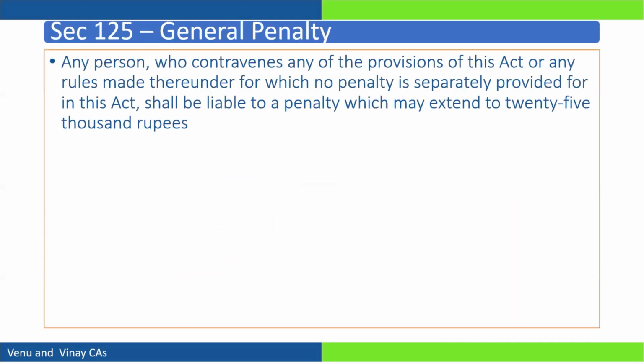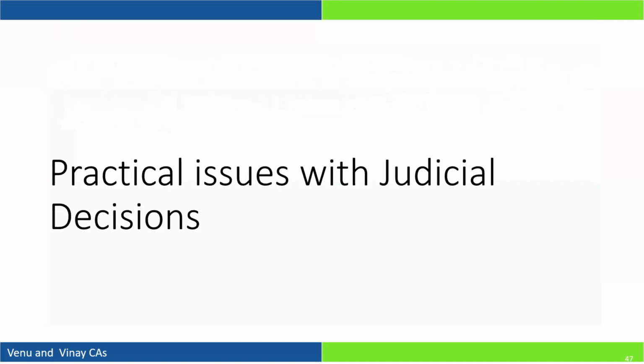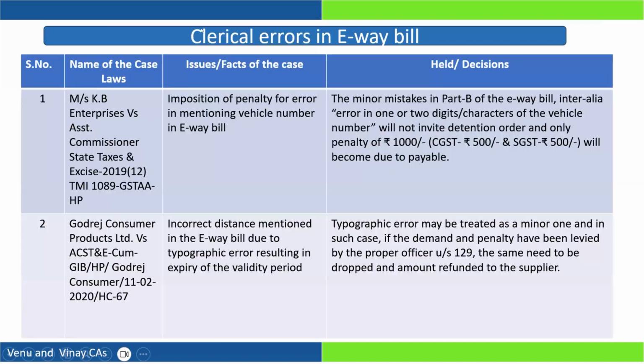Then there is a general penalty for anyone contravening the provisions of the Act. Section 125 gives a general penalty which may extend up to 25,000, which is not mandatory for them to proceed with. There are certain judicial provisions which one should also be aware of. We have a concept of principles of natural justice. When the matter is taken to the courts, courts hear them unadulterated, give their opinion, and say what the penal provisions should be.